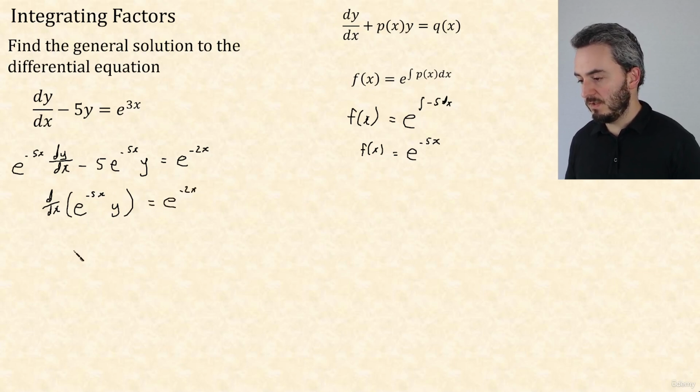Integrating both sides, I get e to the minus 5x y, and the integral of e to the minus 2x is minus a half e to the minus 2x plus c.